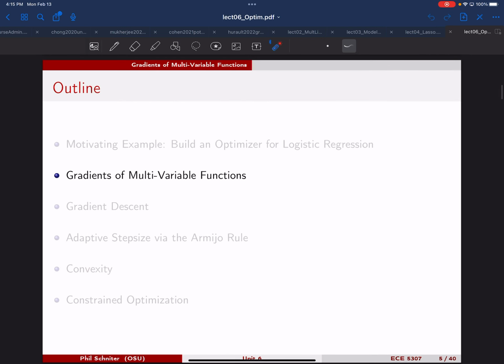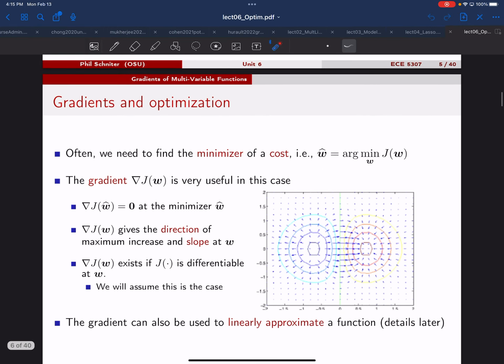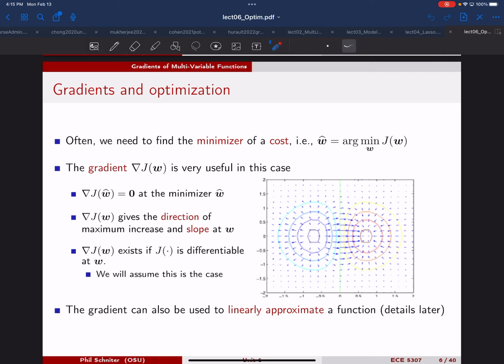So to understand optimization, we have to sort of start at the beginning. And we're going to focus on optimization in the case that we can use gradients. And so this idea of gradients is actually something that we've used several times before.